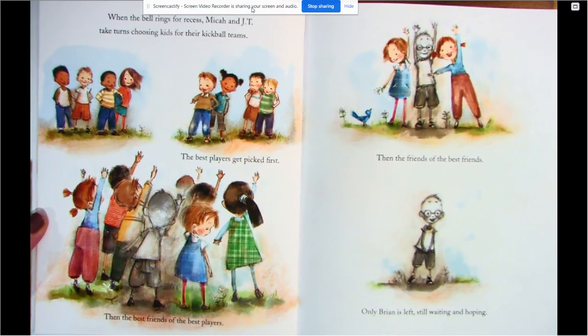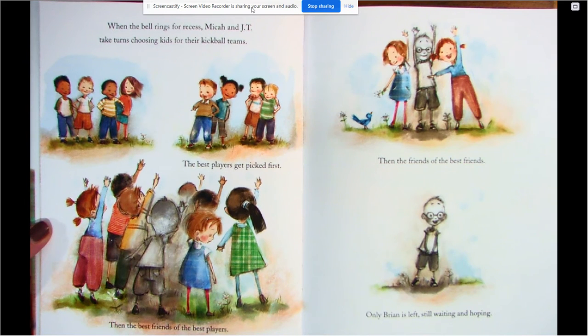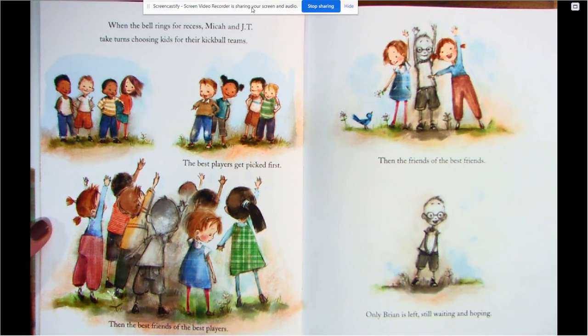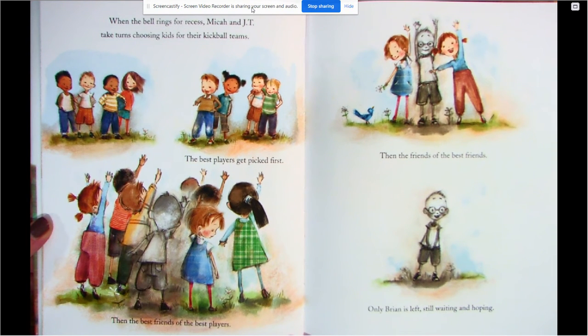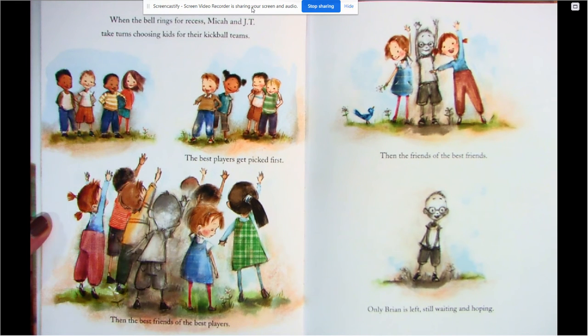When the bell rings for recess, Micah and JT take turns choosing the kids for their kickball teams. The best players get picked first. Then, the best friends of the best players. There's that little girl in the blue dress again. She was the one at the end of the line. Then, the friends of the best friends. Only Brian is left, still waiting and hoping.